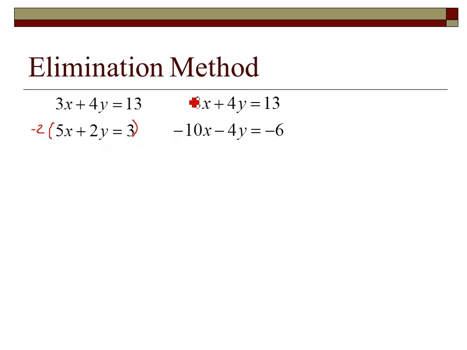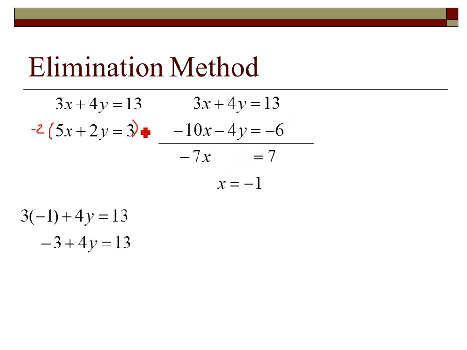So adding these two equations together, I get negative 7x. The 4y minus 4y, that adds to 0. Then 13 minus 6 will equal 7. Solving for x, I get x equals negative 1. Now, to find the y value, we have to plug back into one of our two original equations. Well, I could plug it into the top equation, and I get negative 3 plus 4y equals 13. When I solve this, I'll get y equals 4.